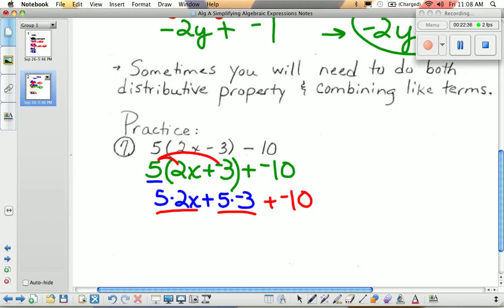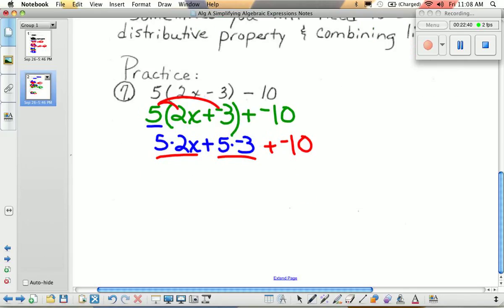Mia, what's up? Okay, 5 times 2x is? 10x. Plus, 5 times negative 3 is? Negative 15. Plus the tag along. Here we've done our distributive property. Now we're ready to look to see if we have any like terms.